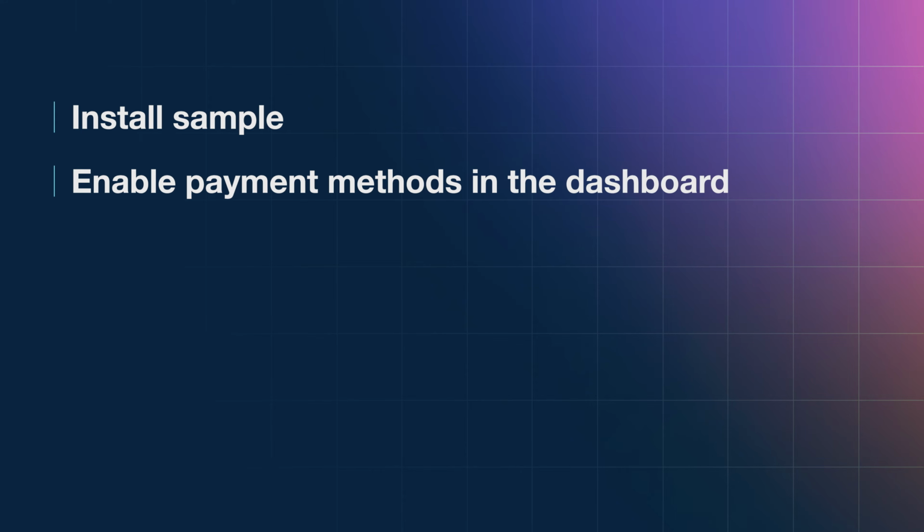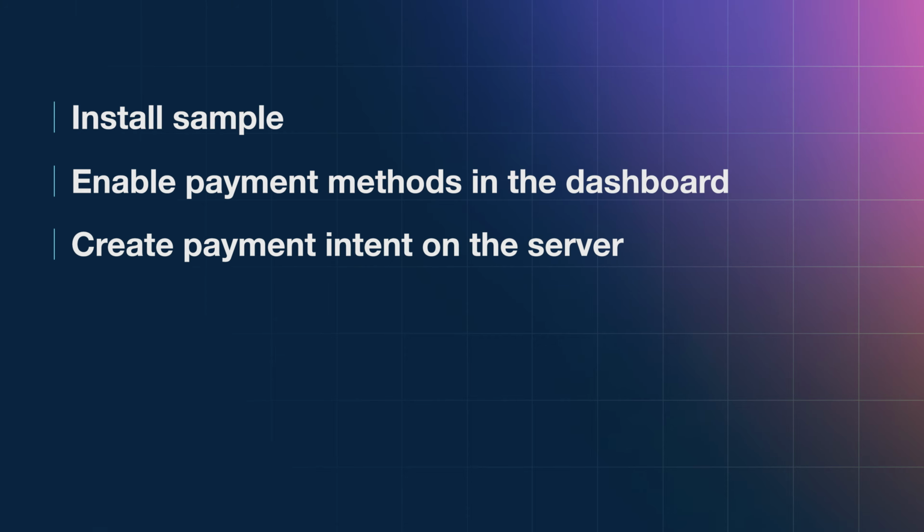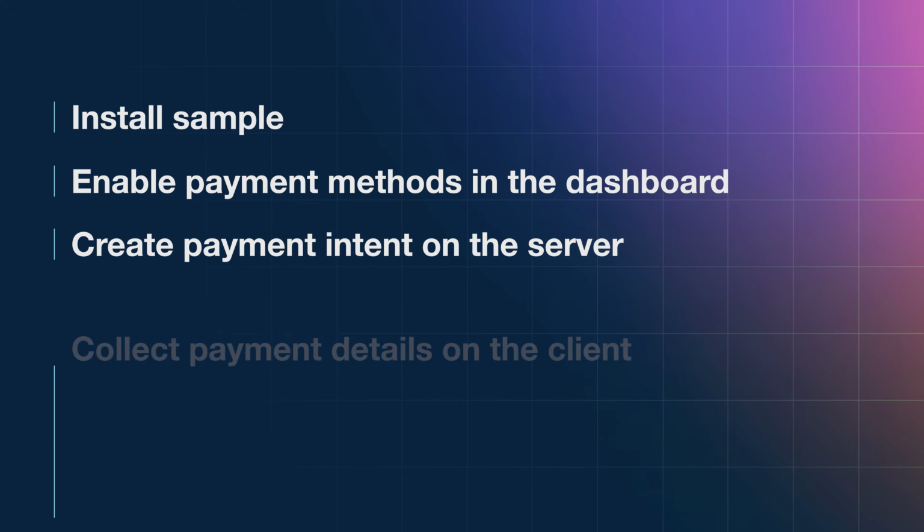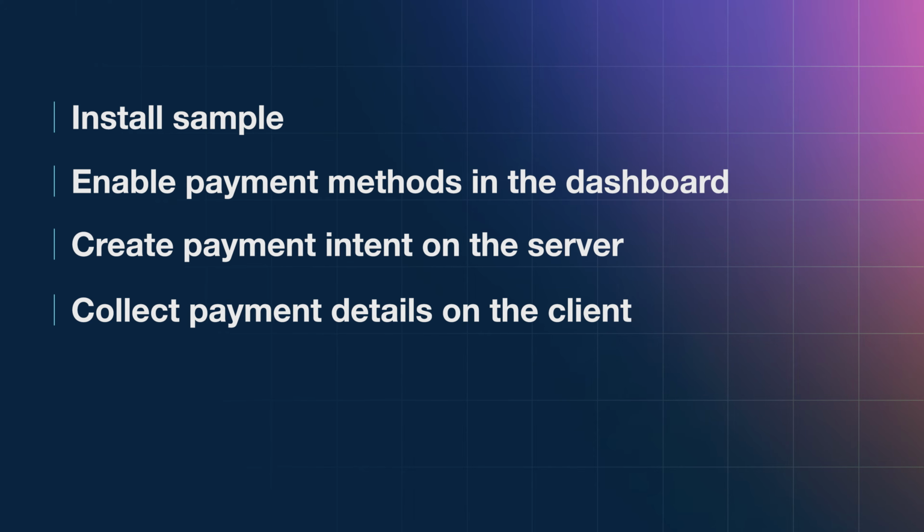So just as a quick roadmap for today, we're going to install a sample, then we're going to go through the dashboard and talk about how you can enable payment methods. These are going to be those payment methods that are dynamically rendered into the payment element every time the page loads. And then we're going to create a payment intent on the server and use its client secret to render the payment element on the client so that we can collect payment details from the customer.